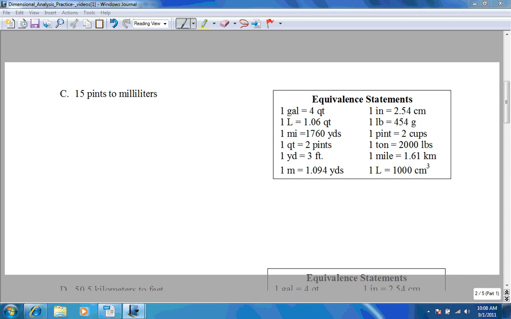Okay, with this one we have pints to milliliters. So let's take a look at our conversion factors. We're looking for pints and milliliters. So we have pints. Let's see. We have liters here. That might be helpful.